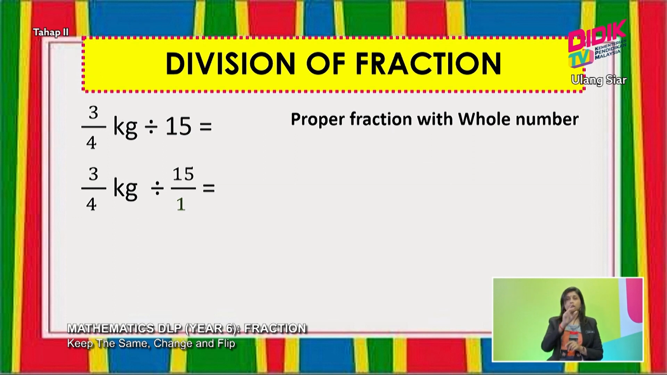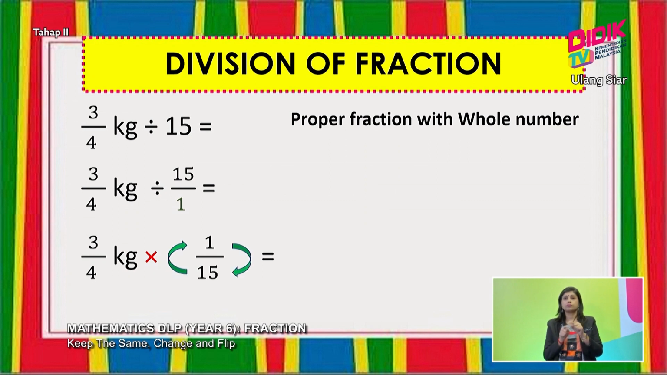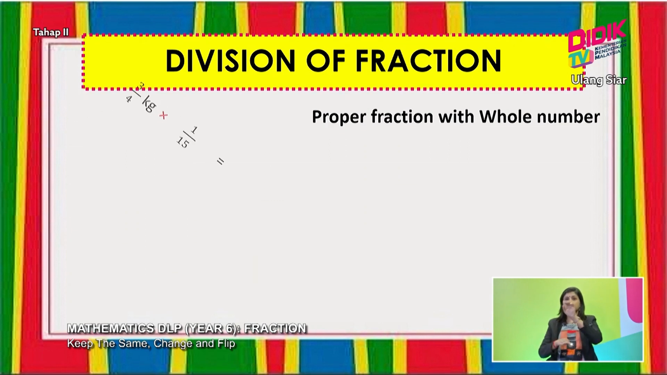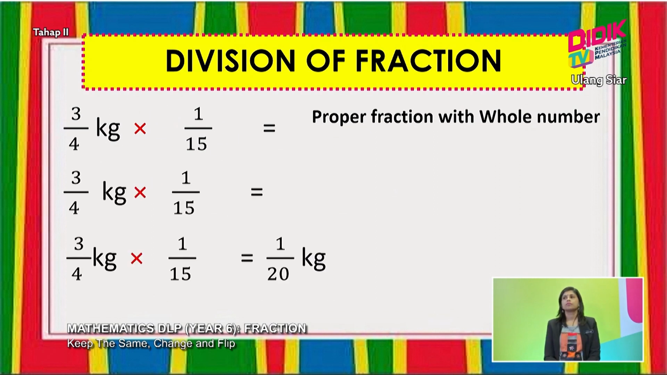Second, we change the operation. Before that, convert the whole number into an improper fraction. After that, we change the operation symbol to multiplication, and then we do the flip. So K, C, F. So 1 over 15, it becomes 1 over 15. For the solution, here we can do the cancellation method, whereby 3 and 15 you can cancel by dividing by 3, so you get 1 there and 5 here. Then you multiply numerator with numerator, denominator with denominator, and you will get 1 over 20 kilograms.